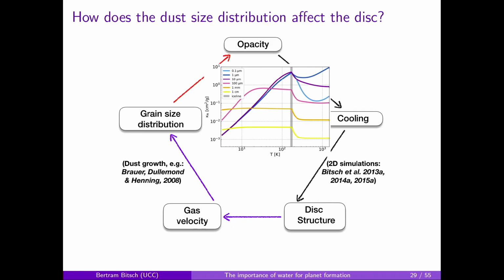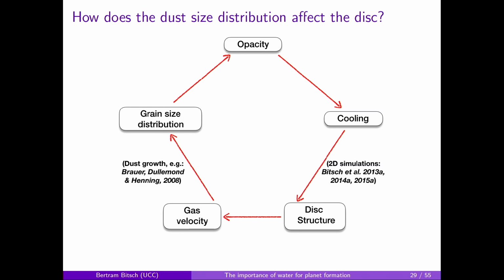So you see here, this is a plot where we show the Rosseland opacity as a function of temperature. These different colors correspond to different particle sizes, and I think it's very clear to see that the millimeter particles have a much lower opacity than the micrometer sized particles. Additionally, this line here corresponds to the water ice line. So in these regions here, in the cold regions, we have water ice and silicate particles, and here we only have silicate particles. So you see a jump in the opacity at the water ice line.